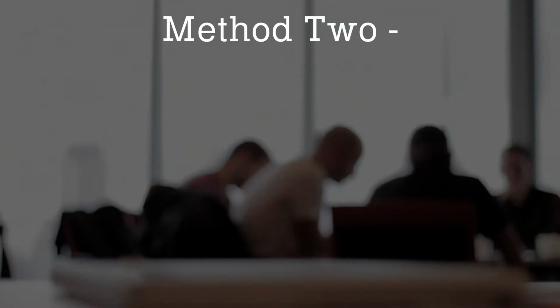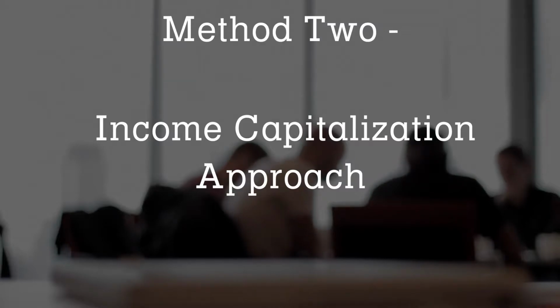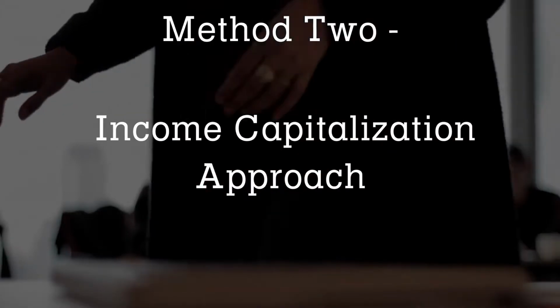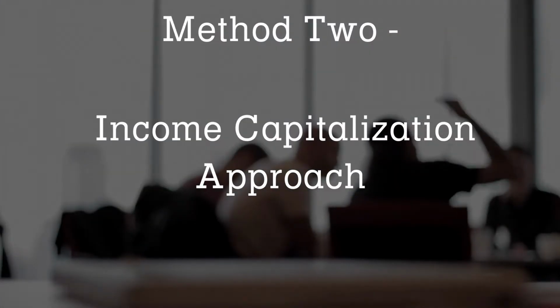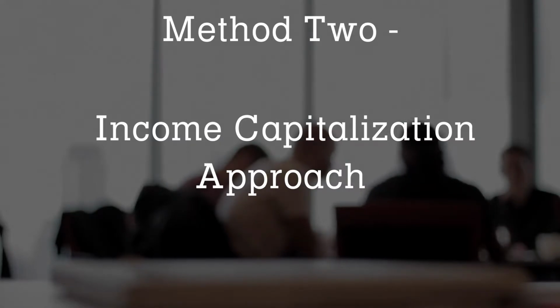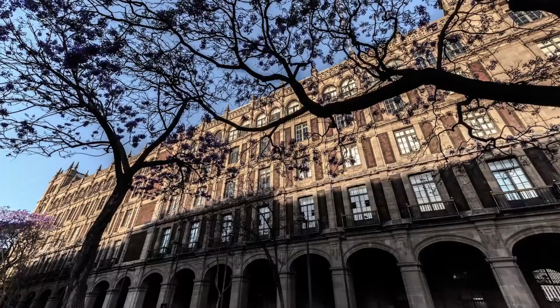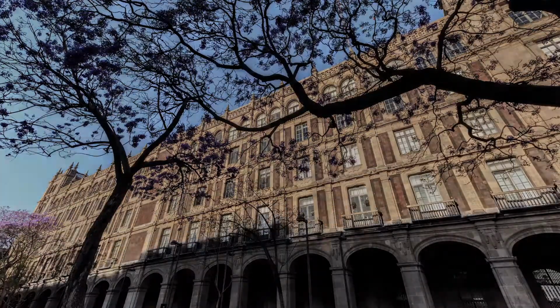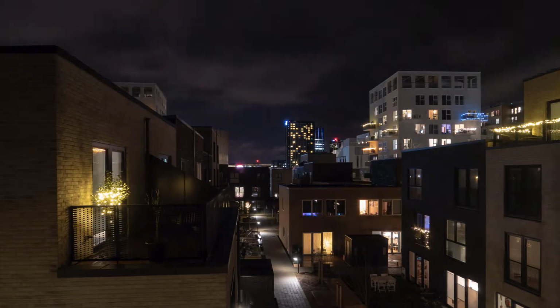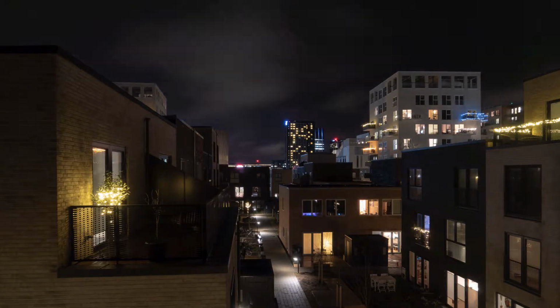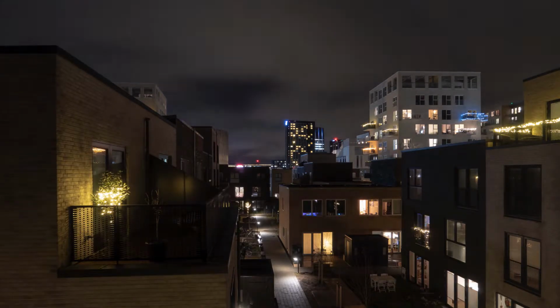Now, number 2 is the income capitalization approach. Often called simply the income approach, this method is based on the relationship between the rate of return an investor requires and the net income that a property produces. It's used to estimate the value of income-producing properties such as apartment complexes, office buildings, and shopping centers.